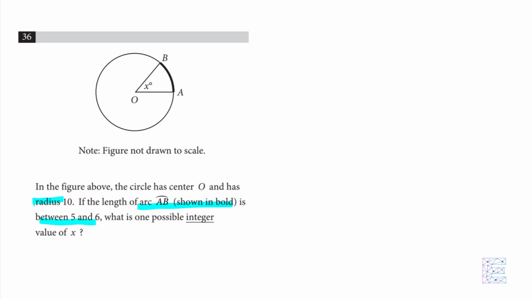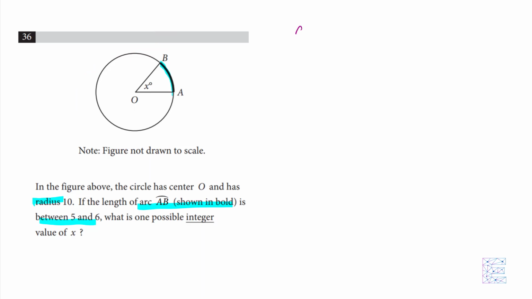And we know this is the case because we're given the length of arc AB, only that they gave it to us in form of a range. It's between 5 and 6. However, remember that an arc is basically just a small portion of the entire circle's circumference. So we know that this question is centered on circumference and the length of an arc.